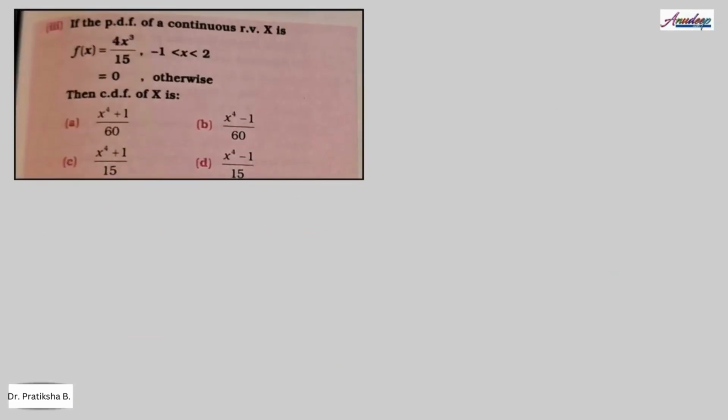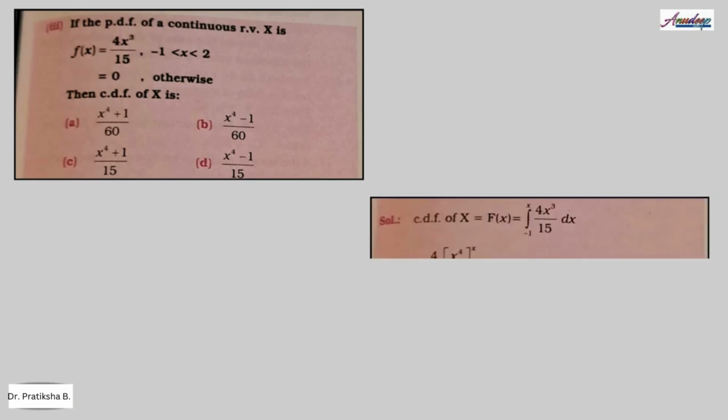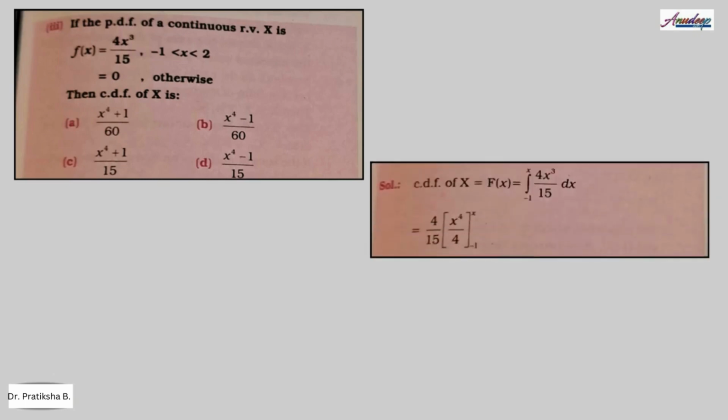In this problem, you have been given the PDF of a continuous random variable x as f(x) = 4x³/15 in the range −1 < x < 2 and 0 otherwise. Then find the cumulative distribution function, that is the CDF of x. To simplify this problem, as we know the definition of CDF, it is F(x) equal to the integral from the lower limit to x of f(x) dx.